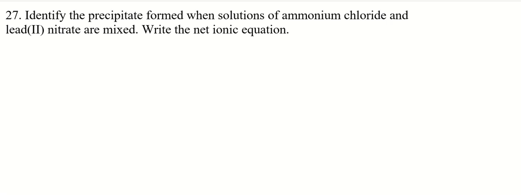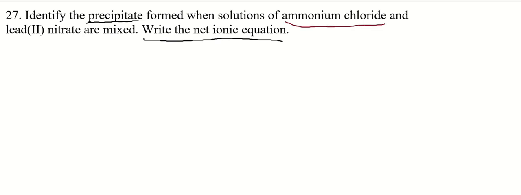Let's do another one. Double replacement precipitation reactions. Let's write the net ionic equation. So let's get the complete ionic equation and then write the net ionic equation and identify the precipitate. All right.